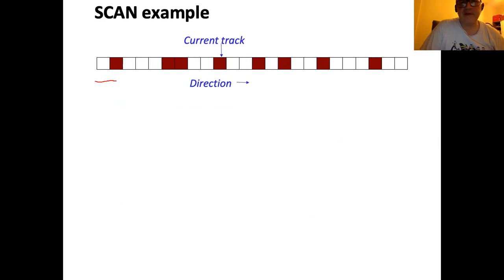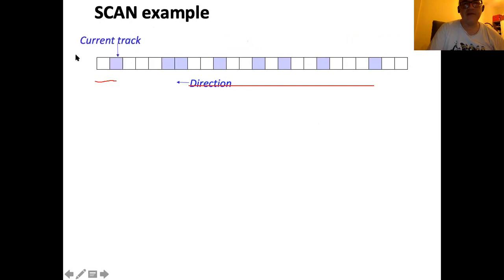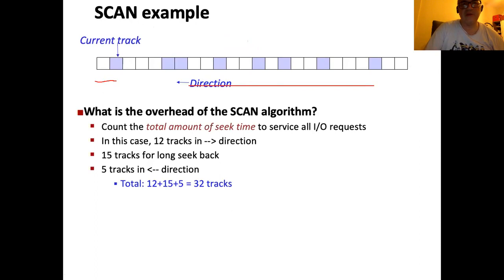We have the current track and the direction. And the next one, I read all of them. When I hit the end, I go back, switch my direction. And actually, there is a cost here, which is not shown in the slide. So I have a cost of going from here to here. Then I hit the next one, and I am going to finish. And this is the overhead of the CEng algorithm. So there are 12 tracks in the right direction, 15 tracks for long feedback, and 5 tracks in the backward direction. As a result, you will end up with 32 tracks visited.